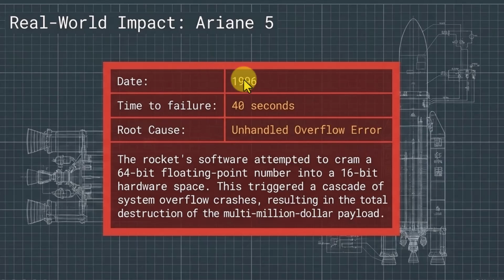The date was 1996, 40 seconds after launch. That is the time of failure. Root cause: unhandled overflow error. What was the reason for a very big rocket to fail? The rocket software attempted to cram a 64-bit floating point number into a 16-bit hardware space. It was coded to generate a 64-bit floating point, and the space that was considered for that was 16-bit. This triggered a cascade of system overflow crashes, resulting in the total destruction of a multi-million-dollar payload. So you have to be very careful about this thing.